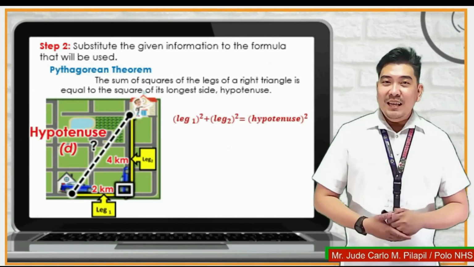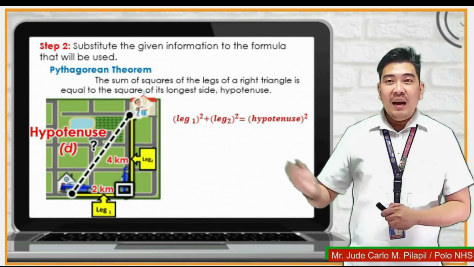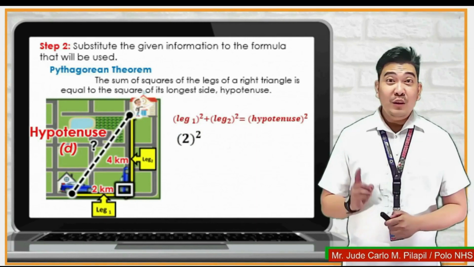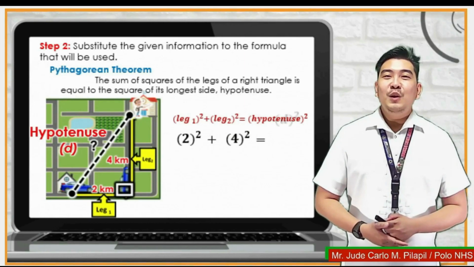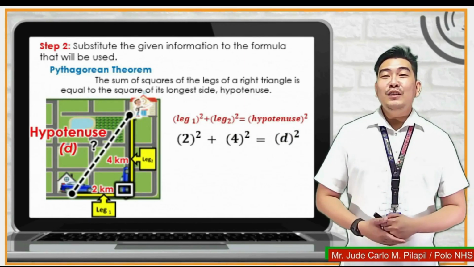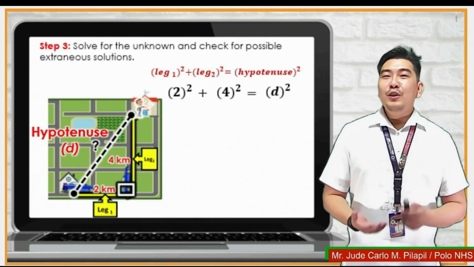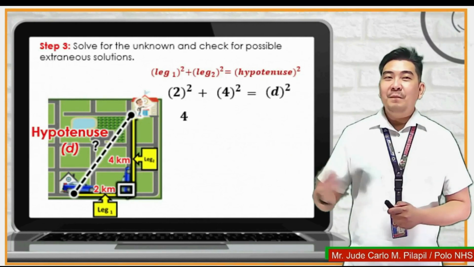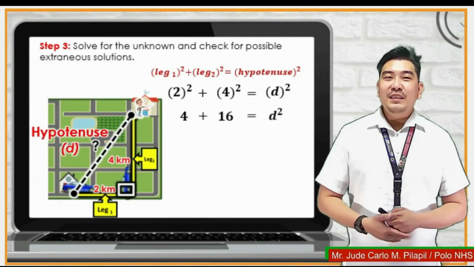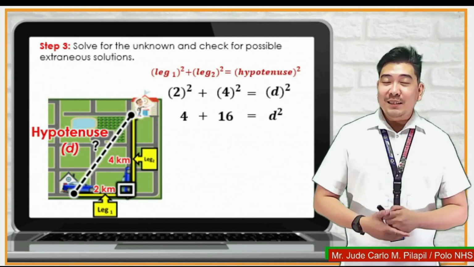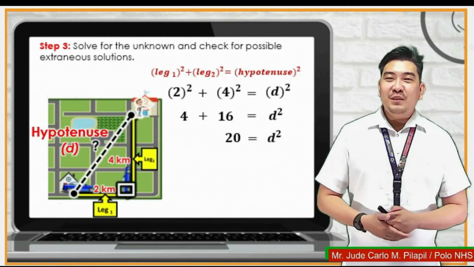Let us use D to represent it. Thus, if we are going to substitute to the given formula, that will be 2 squared for the first leg plus 4 squared for the second leg is equal to D squared. Let us continue the solution and proceed to step number 3. So we all know that 2 squared is 4 plus 4 squared is 16 is equal to D squared. Adding 4 and 16, the resulting equation is now 20 is equal to D squared.